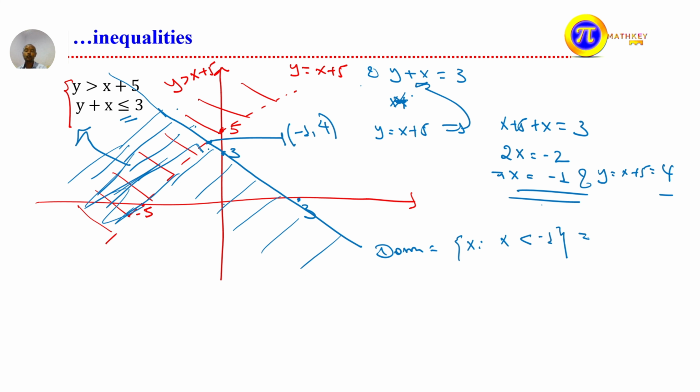Or if you want to express it in the form of an interval, this is negative infinity to negative 1, open interval. In case of range, since the region consists of this side and this side, it consists of negative values of y, as well as 0, as well as positive values of y. So the range must be all real numbers. So we can justify and find the domain and range of the given region in such forms.